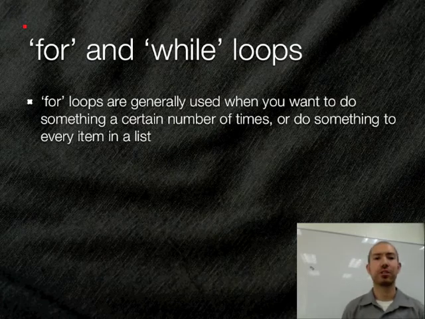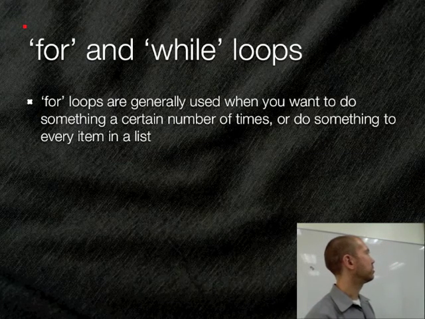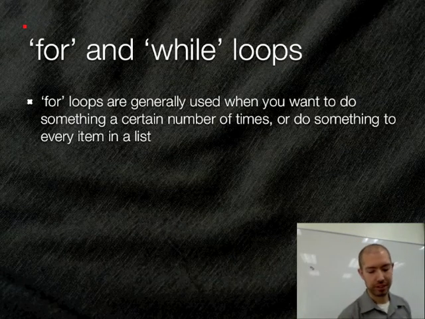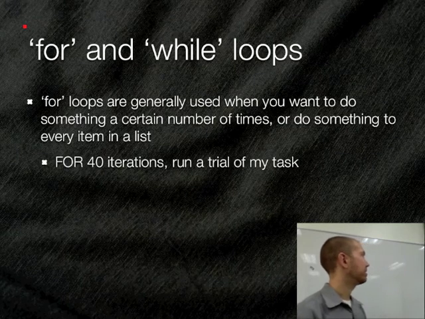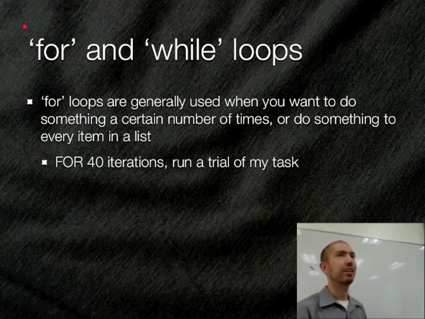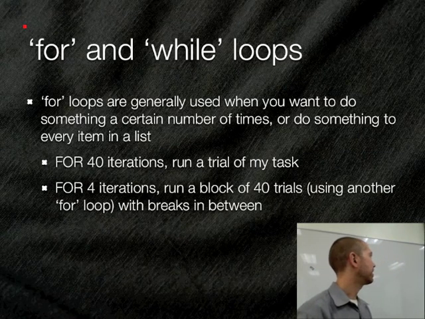Okay, so here are some examples where you'd use something called a for loop. This is when you want to do something a certain number of times or do something for a certain number of items in a list. So some examples of this is for 40 iterations, run a trial of my task, right? Very common thing you might want to do in cognitive psychology.